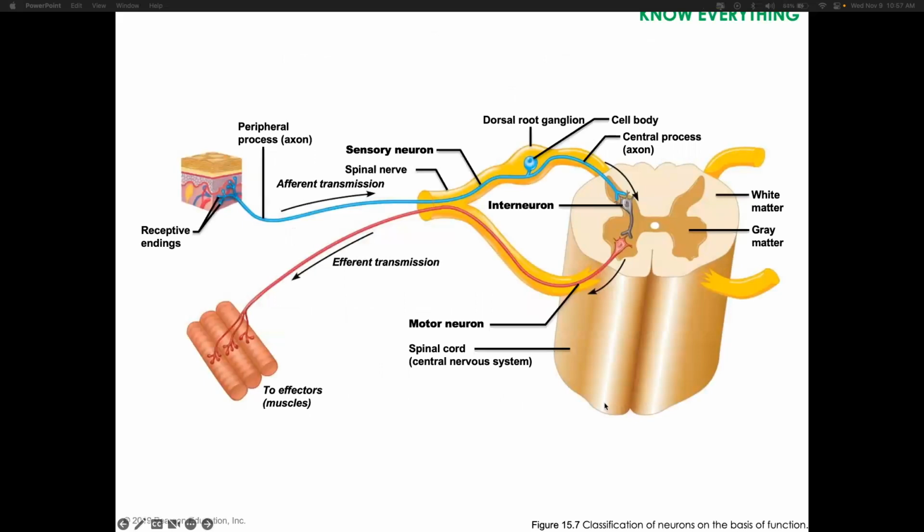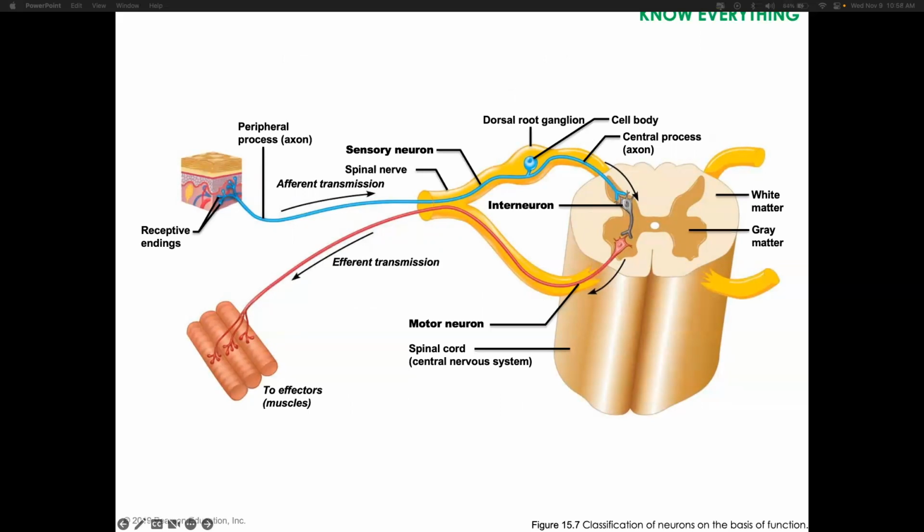This slide shows the process of signal transmission in a reflex arc. The easiest way to explain this is with an example. So think of when you touch a hot stove with your hand. Your sensory neurons in your hand will pick up the sensation of heat from the stove. That sensation is picked up by the receptive endings of the peripheral processes of unipolar sensory neurons.